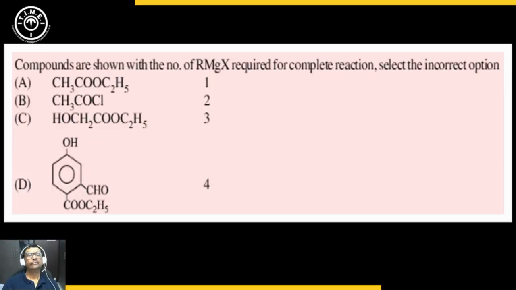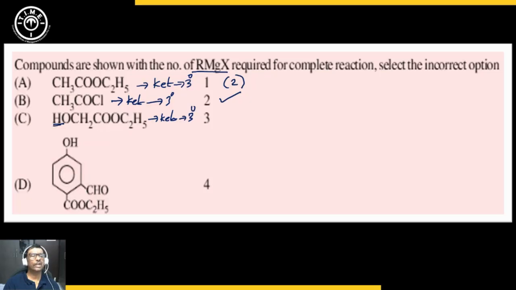Next, there are some compounds shown here. You have to check how many equivalents of RMgX are required. This is an ester. Ester to ketone to tertiary alcohol. You require 2 moles of Grignard reagent. Acid chloride to ketone to tertiary alcohol. 2 is okay. This is ester to ketone to 3-degree alcohol, and there is also an active hydrogen there. We mentioned that in the questions we are going to take up this active hydrogen usage, active hydrogen compounds usage there. So this part is taking 2 moles and that part will take 1 mole.